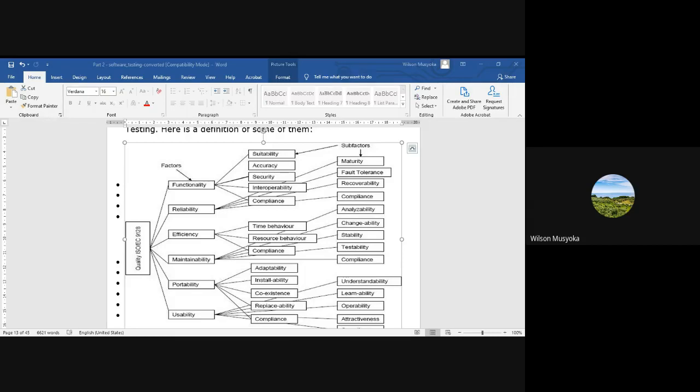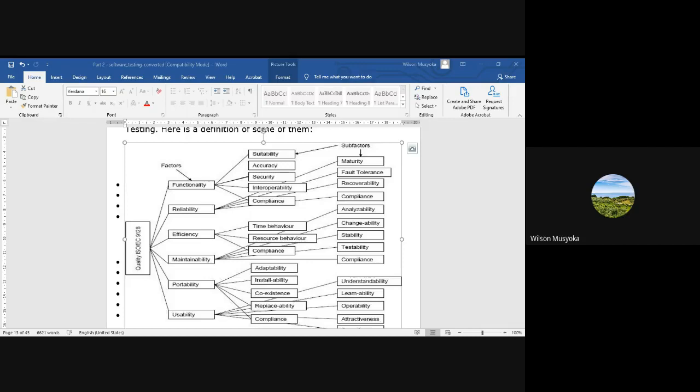Then we go to maintainability. When we are talking about maintainability, it is that aspect of the system to be easily maintained and easily correctable. And we look at it in terms of analyzability, changeability, stability, testability, as well as compliance. So when we are looking at analyzability, if there was a problem, are you able to analyze it with ease? Are you able to determine where the problem is quickly and without any challenges?